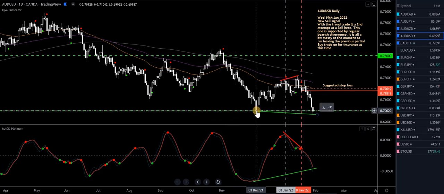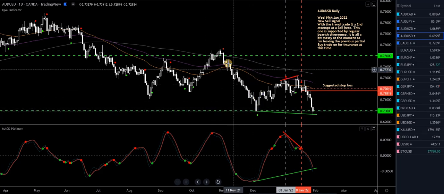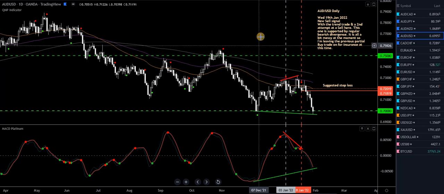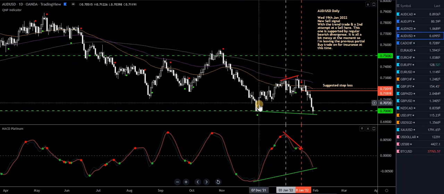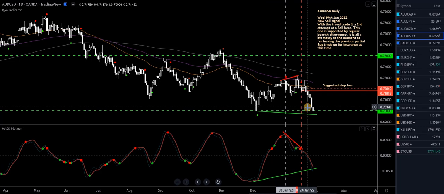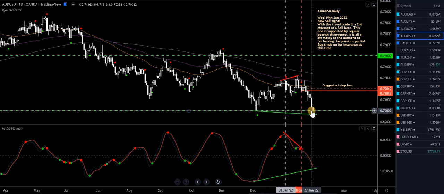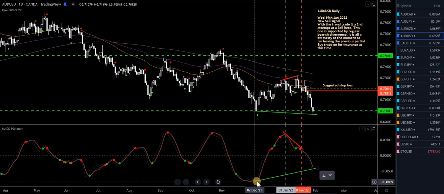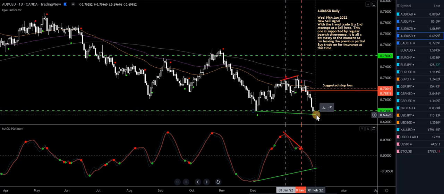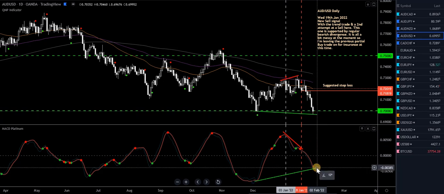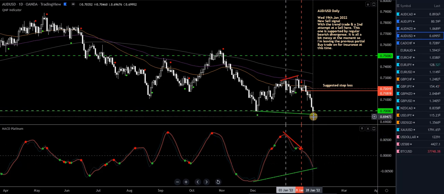You can see where it bounced off that before. It's a big number. It's numbers like the 70, 75 cent, 80 cent that the Aussie USD sort of respects. We're at there now. If you haven't closed half already, close half, drag your stop down. I've dragged my stop right down here. We've got potential hidden bullish divergence forming, so be ready for a reversal.